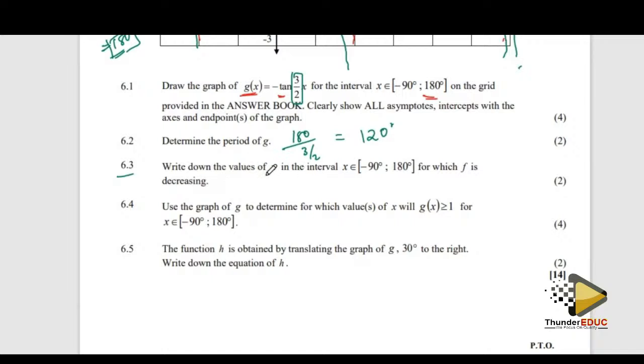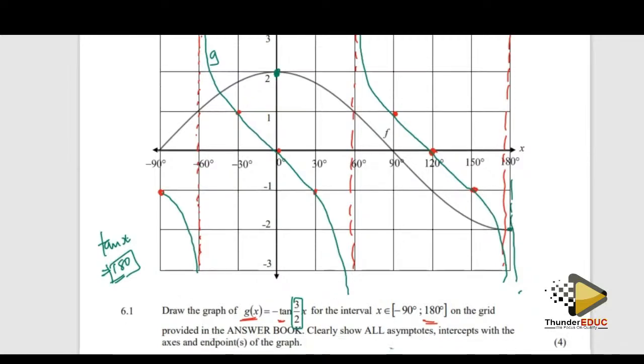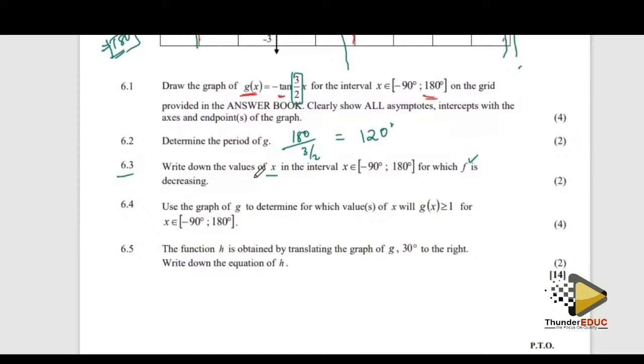6.3. They want the values of x in the interval for which f is decreasing. Where is f? This is f. So where is f decreasing? From this point, because that's the turning point, the maximum, it's going down towards 180. So we're going to say 0 is less than x, and x is less than 180. So those are the values for which the graph is decreasing.